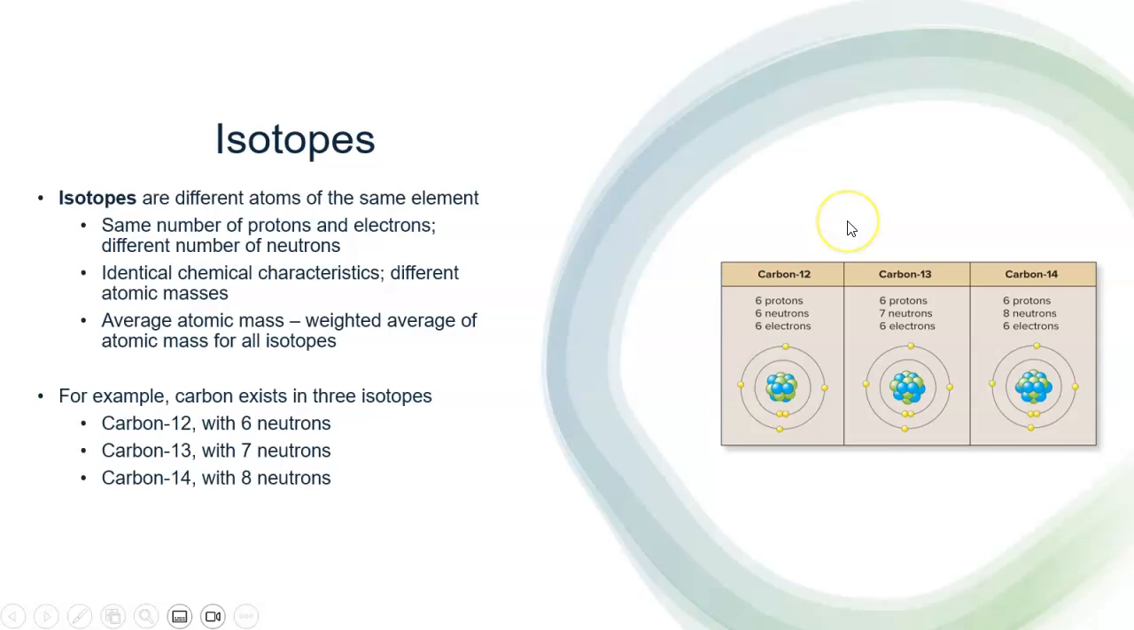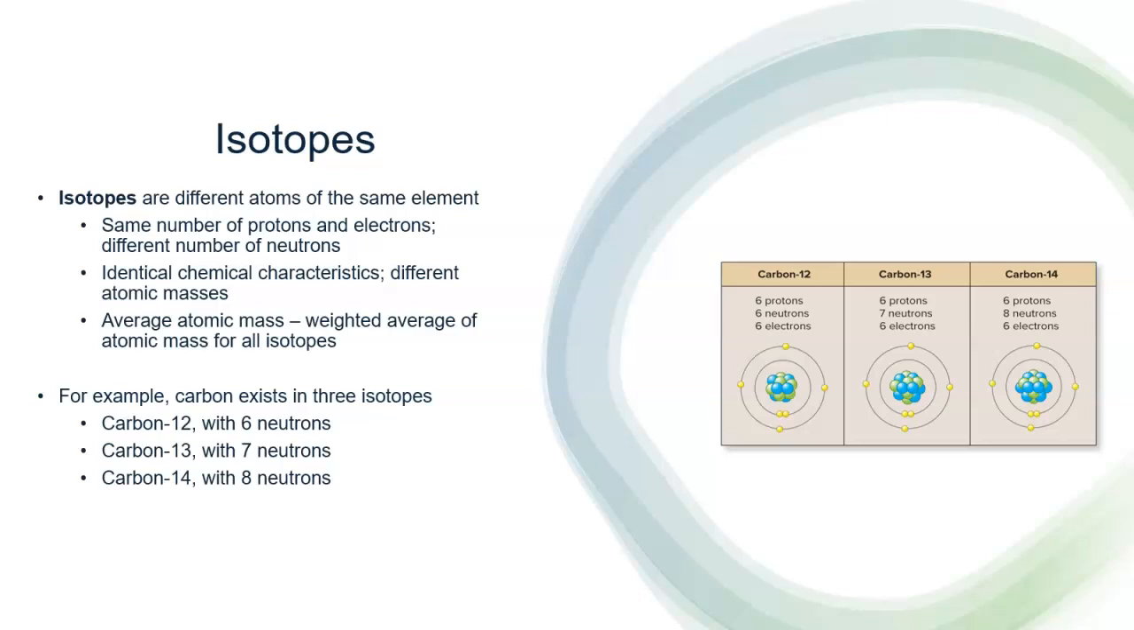All right. Now, isotopes are a little bit different. So isotopes are different atoms of the same element. So elements in nature usually occur as a mixture of isotopes. Again, isotopes have the same number of protons and electrons, but differ in the number of neutrons. One isotope is usually more common than the others, such as carbon-12 that you see here. The weighted average of the atomic mass for all of the isotopes is how we get the atomic mass for the element.